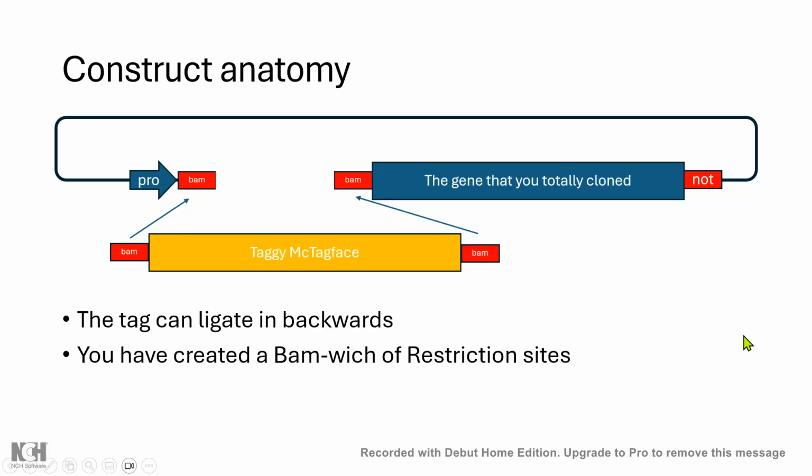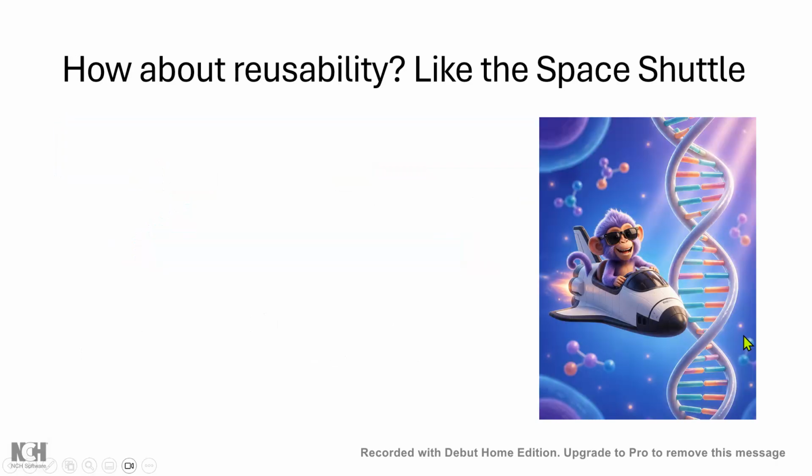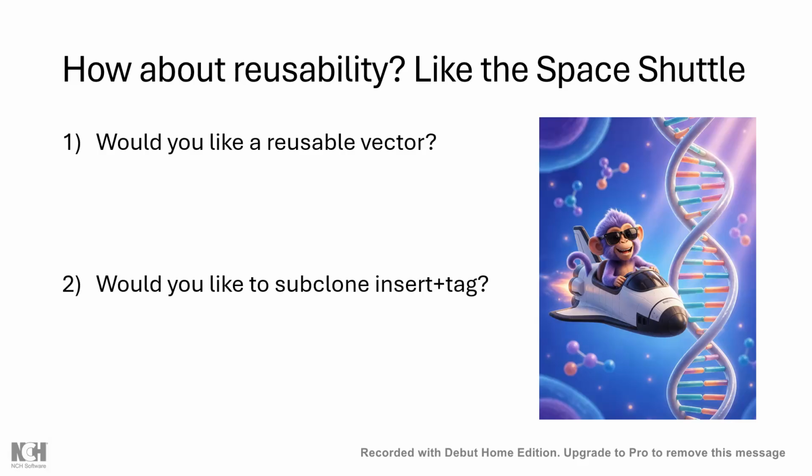I alluded to this in a previous video, so let's go back. It's all about reusability. Yes, like the space shuttle, which our monkey is riding in. And hey, as a child of the 80s, the space shuttle was a big deal, okay, even with the disasters. Point was, it was a reusable space truck. So, how would you like a reusable vector? That's one of the options, but also, would you like to just take the insert and tag as a subclonable unit? So at this point, you choose where you want the fusion to be. And this is important, depending on your long-term game plan.